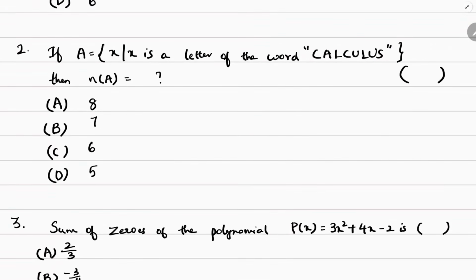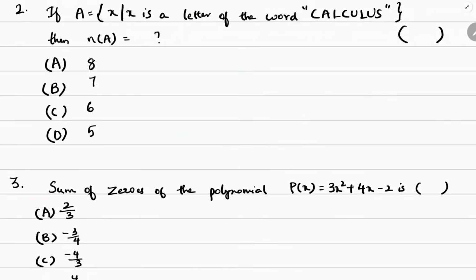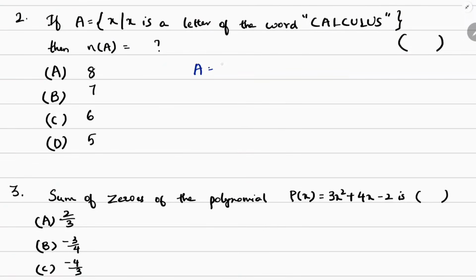n(A), if A equals {x such that x is a letter of the word calculus}. So if I write it in set form: C, A, L, C is already repeated. So U, C is repeated, U, L is already repeated, S. U is also repeated, S. So they are asking the cardinal number. The number of elements in set A is 5 elements. So the correct option is D.